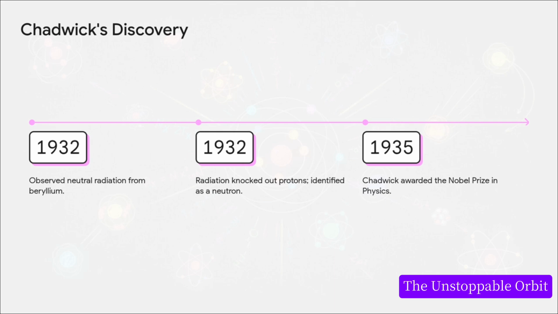By running the strict numbers on conservation of energy and momentum, Chadwick realized, hey, this isn't just regular radiation like photons. It's an entirely new neutral particle with a mass almost exactly matching a proton. Boom, the neutron is discovered. It was the missing piece of the universe's puzzle, rightfully earning him the Nobel Prize in Physics in 1935.